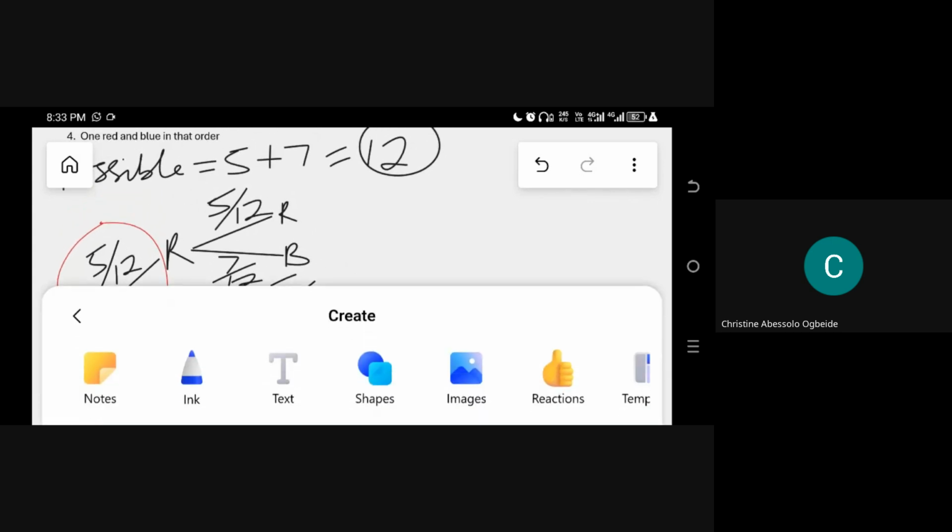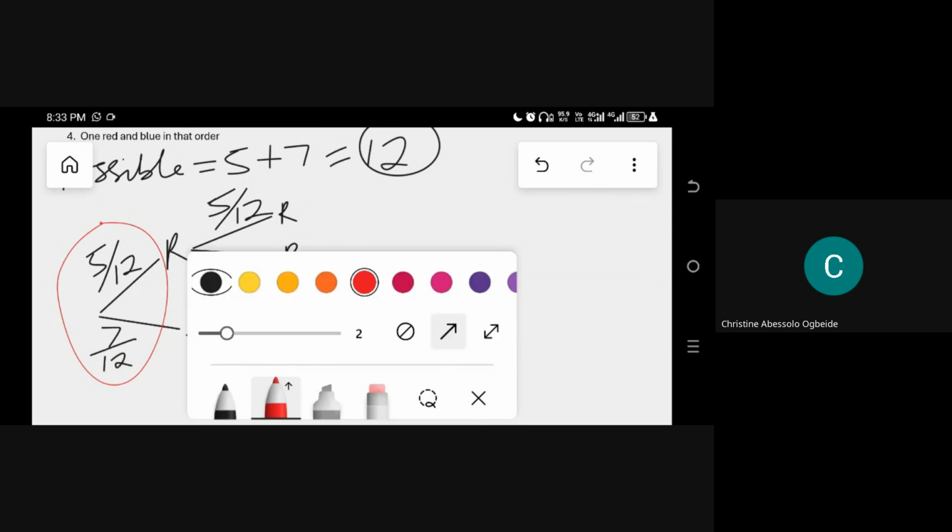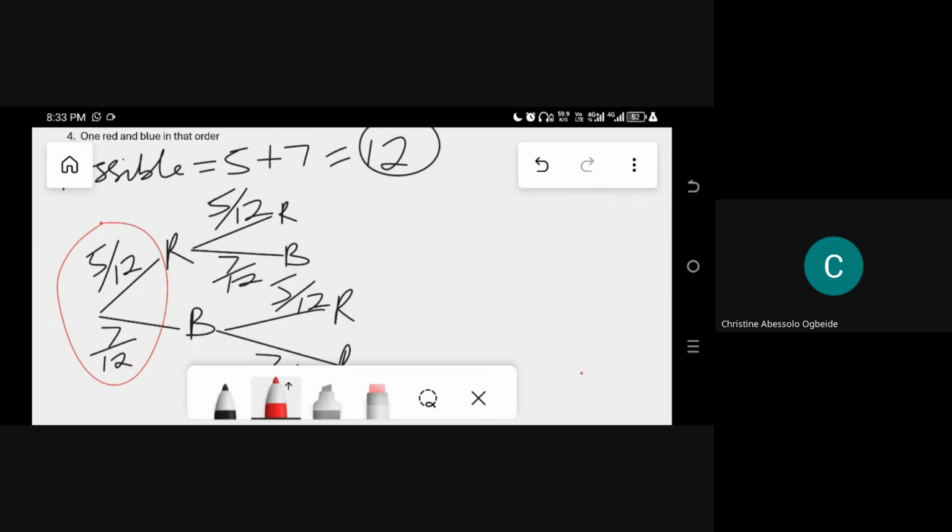Now, if you're asked for the probability that both of them are red, then you're looking at this part. This is the red. You see it there, the probability of picking both red. Then if you're asked for the probability that the first is red and the second is blue, that's this place here, red, blue.